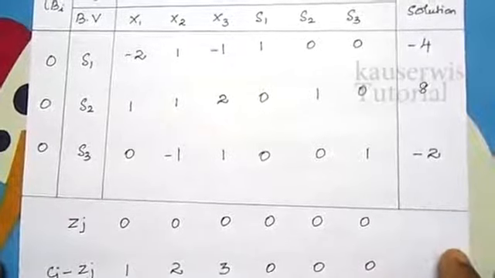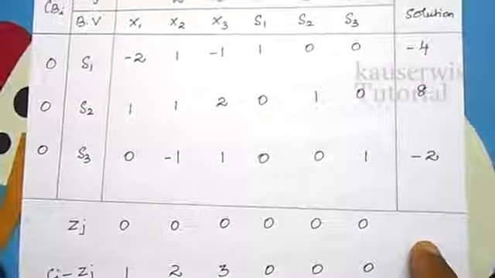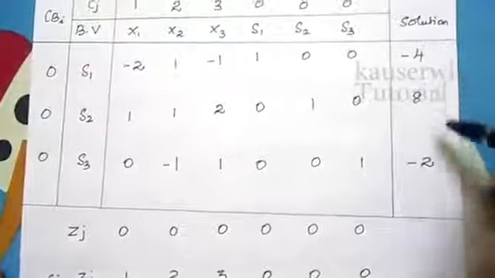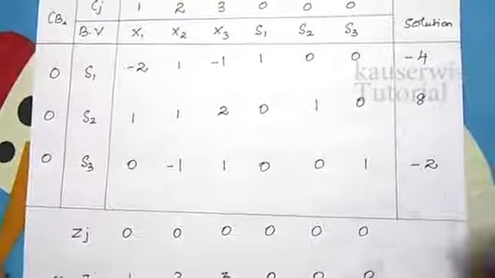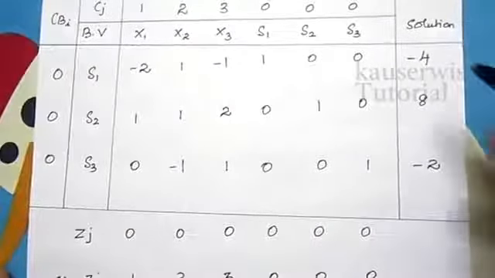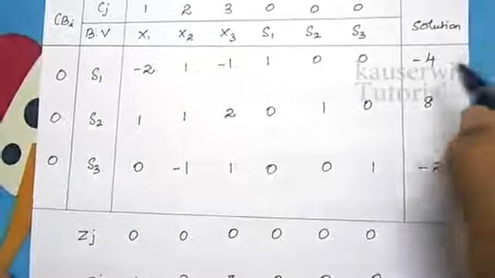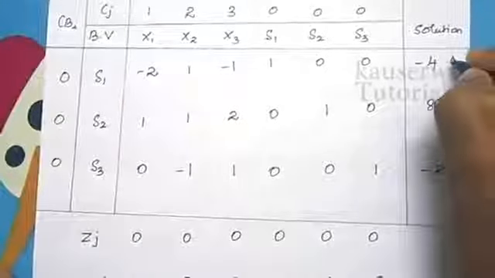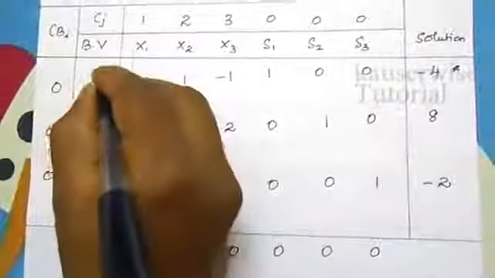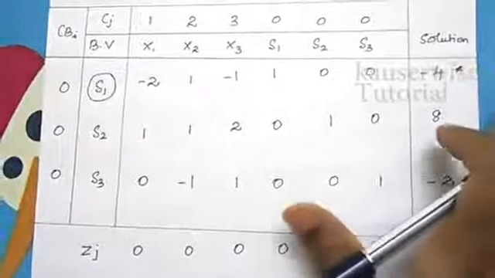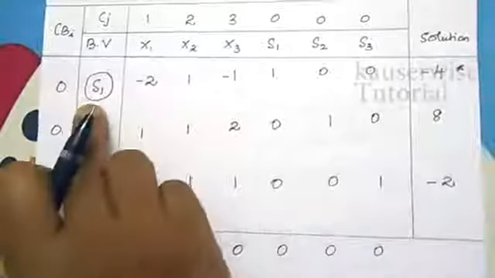In order to remove infeasibility, we need to go further. For that, we need to find the entering variable and leaving variable. For the leaving variable, find the most negative value in the solution column. Here we have two values, minus 4 and minus 2. Which one is most negative? Minus 4 is the most negative value. So this will be the leaving variable. So S1 is the leaving variable.